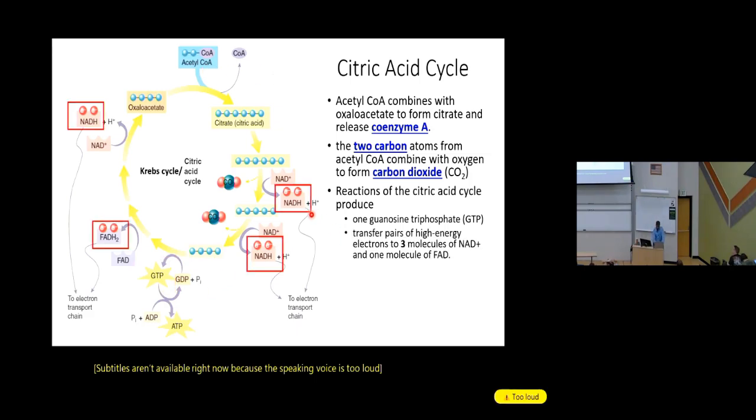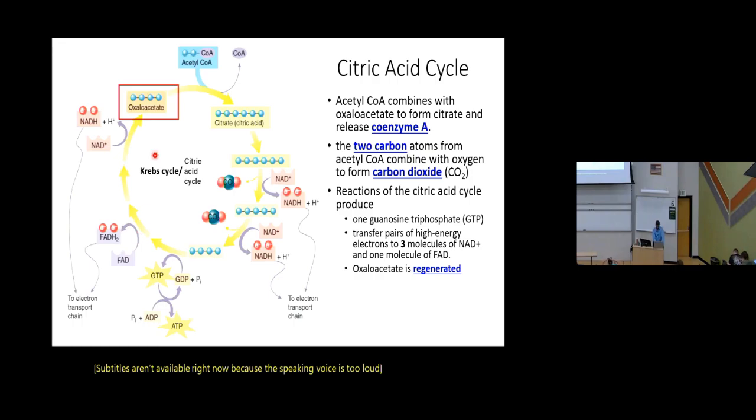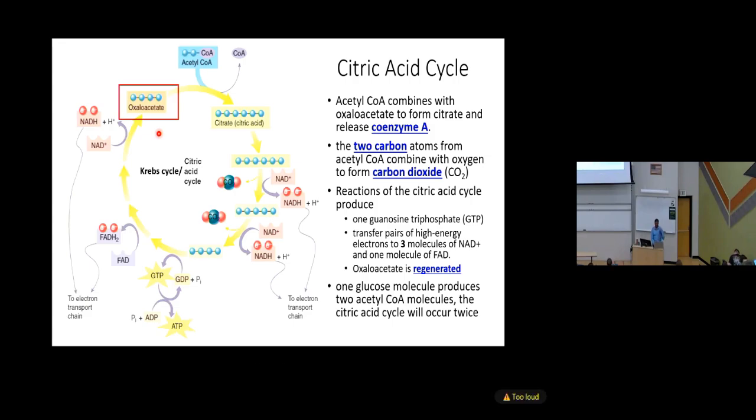All of the high energy electrons which are released will be carried by electron transporters, namely NADH and FADH2 as well, and there will be 3 NADH molecules generated from a single citric acid cycle and 1 FADH2 as well. And in the last step, notice that oxaloacetate has been regenerated. Okay, and so this keeps on happening over and over again. And just to remind you, because there were 2 acetyl-CoA molecules produced from that first glucose, there will be citric acid cycle occurring twice. Okay.